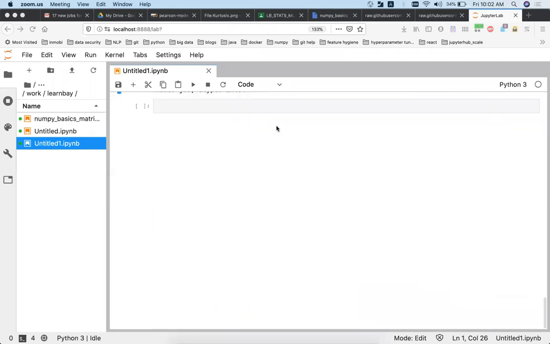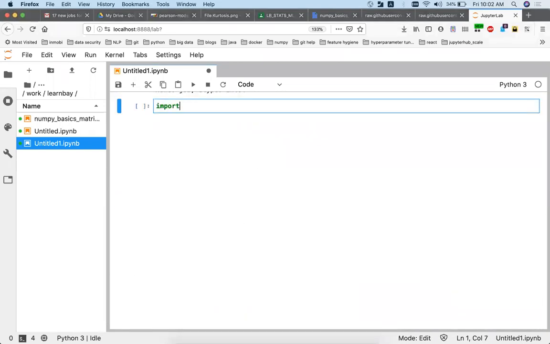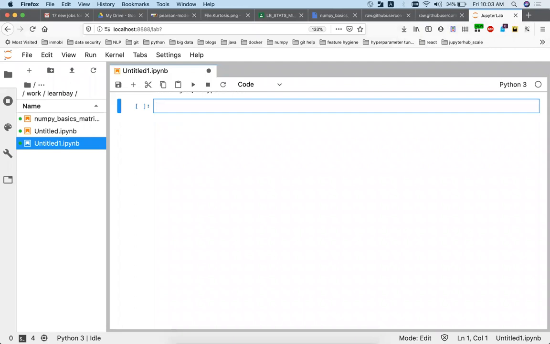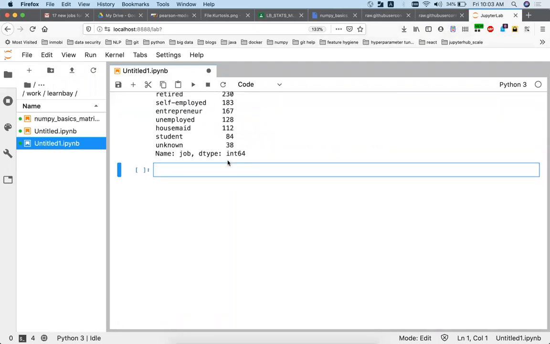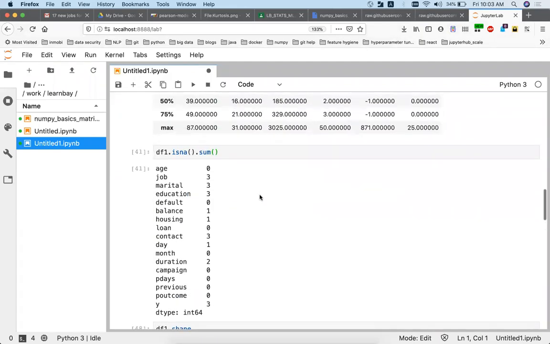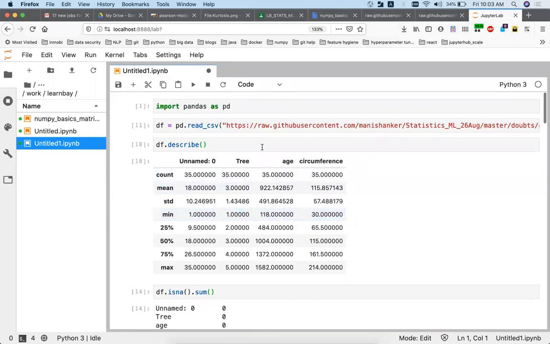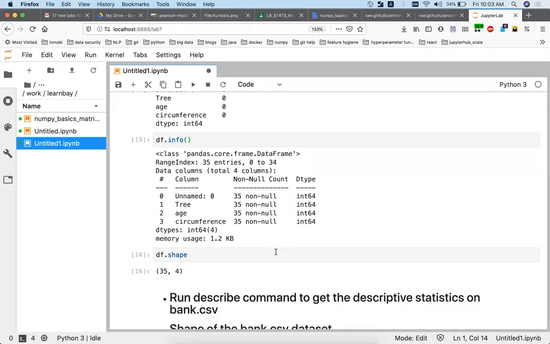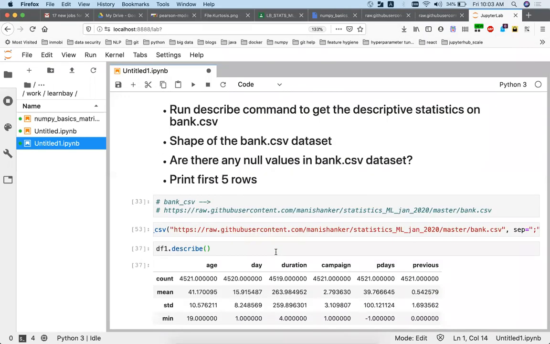I can directly do import sklearn as sk, and then sk dot decision tree dot fit, and then give the column names, let's say df dot age. In one line of code, I can build a machine learning algorithm. But if it doesn't perform well, how do I figure out why? So this is the procedural technique that you should apply to make sure you get to know your data set better and better. And then you can take a proper approach, going step by step.